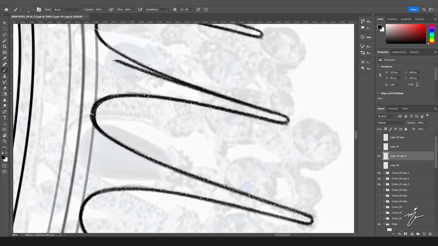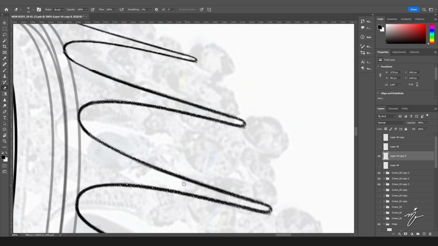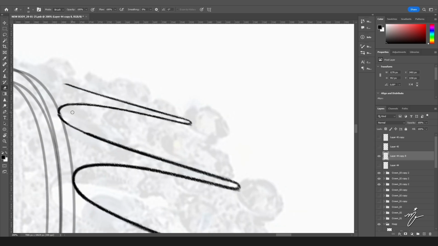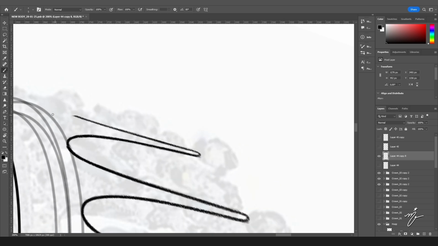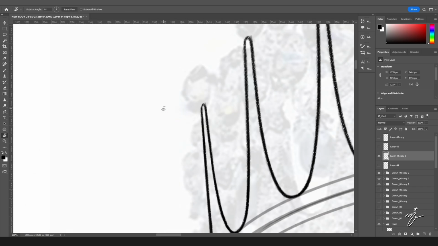Always erasing, always remodeling, because here I don't have a reference. You can see that I'm using a reference here. The reference is like this. I'm kind of taking the idea of the structure, but in a way, even the structure is going to end up different from this tiara, right?